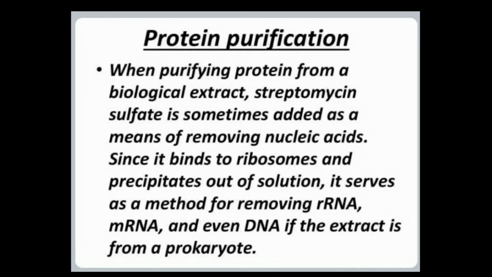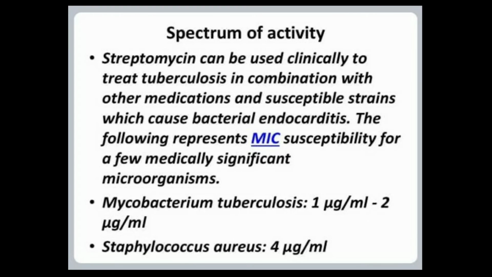Then we can see protein purification. When purifying protein from a biological extract, streptomycin sulfate is sometimes added to remove nucleic acid, since it binds to ribosomes and precipitates out of the solution. It serves as a method of removing rRNA, mRNA, and even DNA if extracted from prokaryotes. Then we can see the spectrum of the activity.